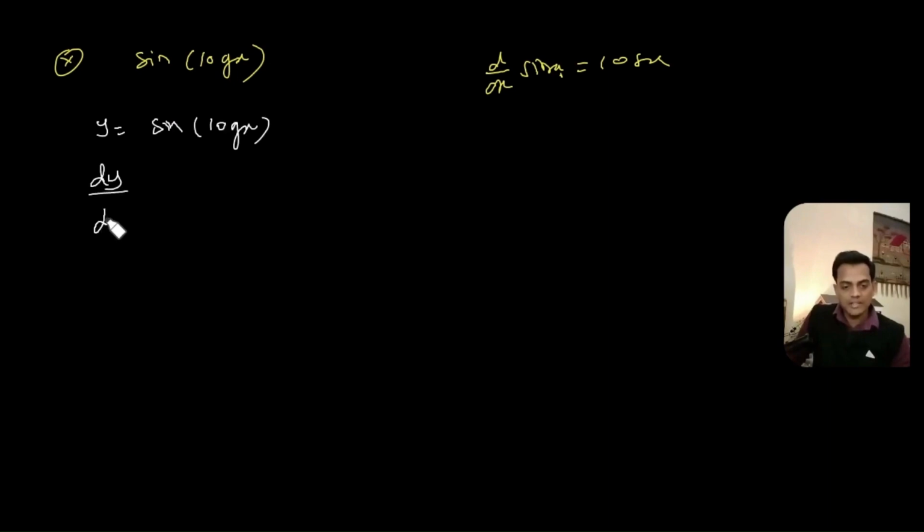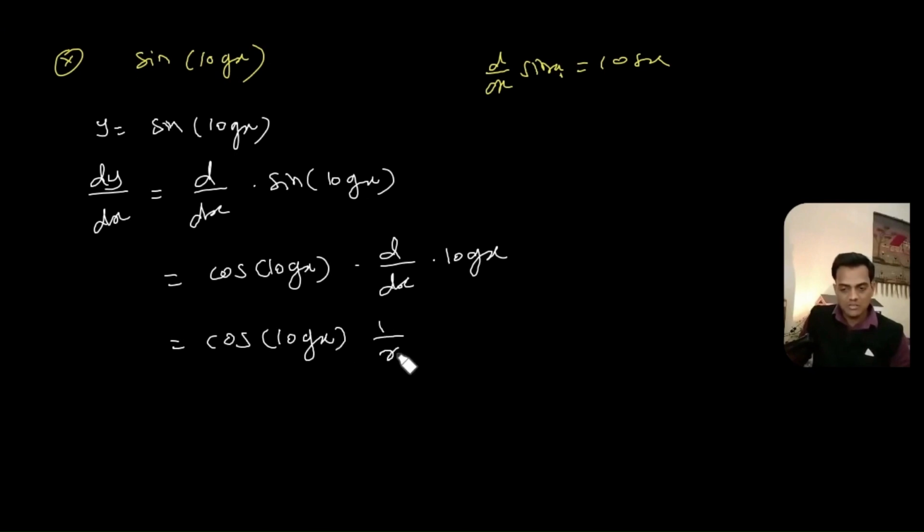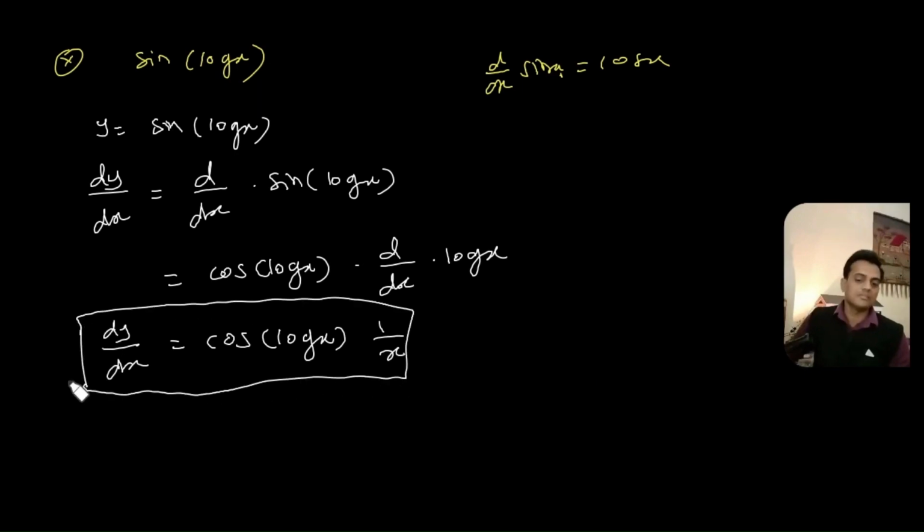So dy by dx is equal to the derivative of this particular term, sine of log of x. The derivative of sine is cos of log of x, and then the derivative of log of x. So cos log of x into 1 upon x, since the derivative of log of x is 1 upon x. So that's the final dy by dx. Very simple.